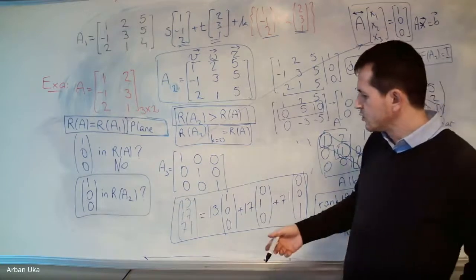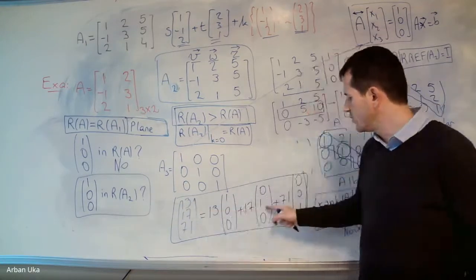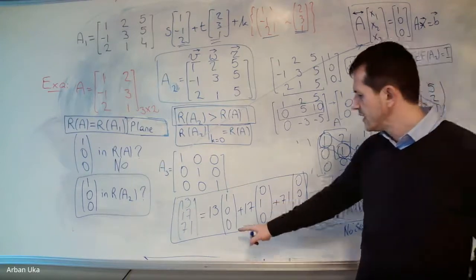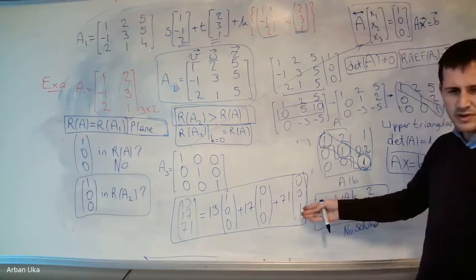Why? This is even easy to notice because you just multiply 13, you get 13. 17, you multiply this y component, and the z component 71, you multiply by 71, and this is pretty much obvious, right?